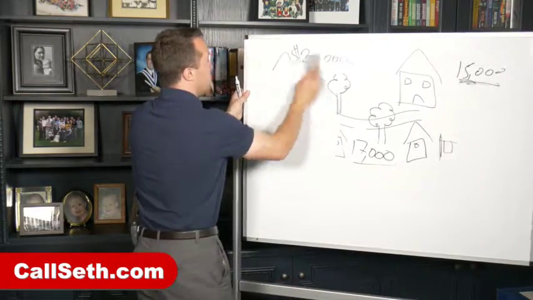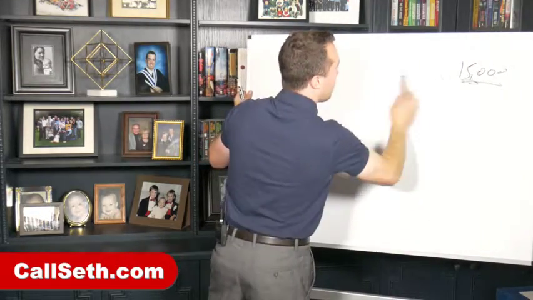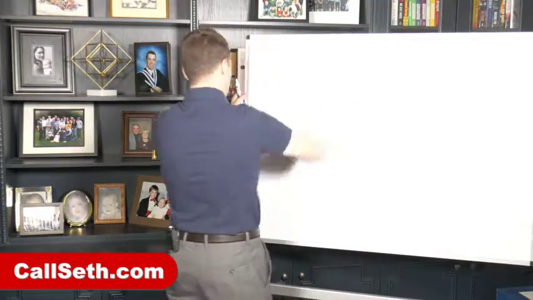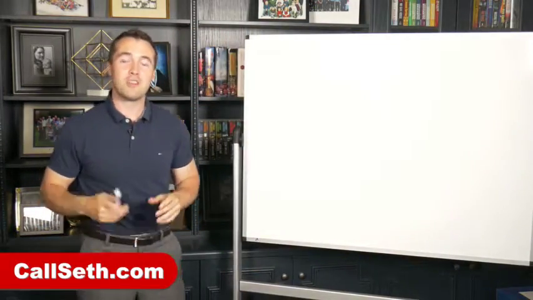So if we do want to get credit for the income we're bringing in on the property, we have to use what's called the income approach, and we'll be covering that tomorrow in the video.